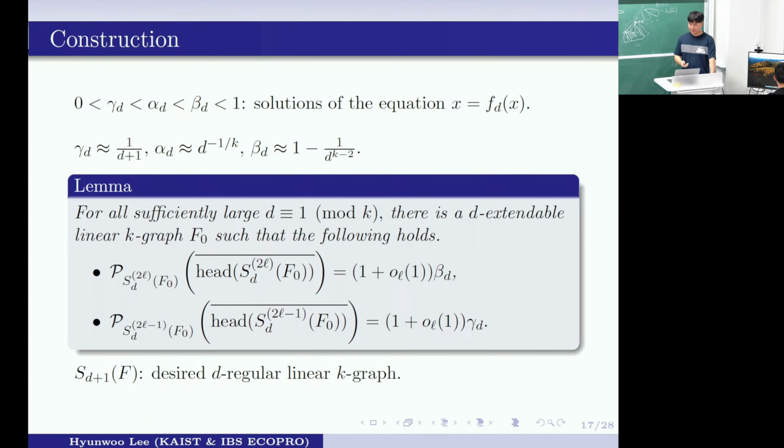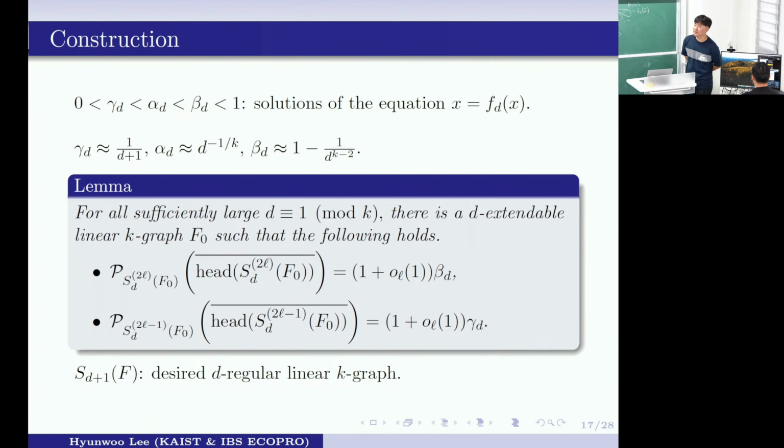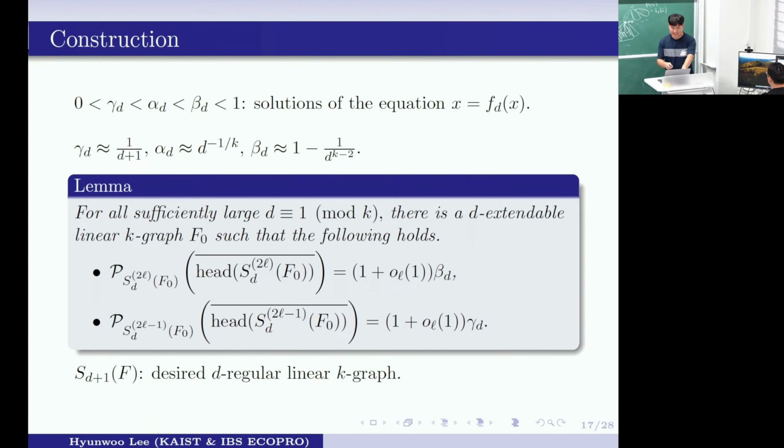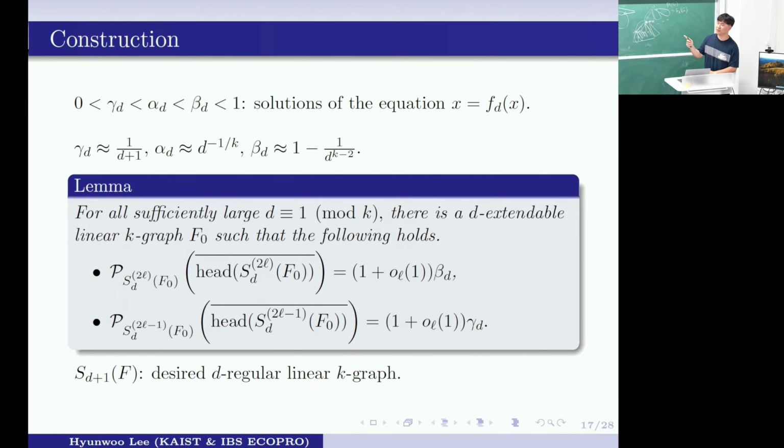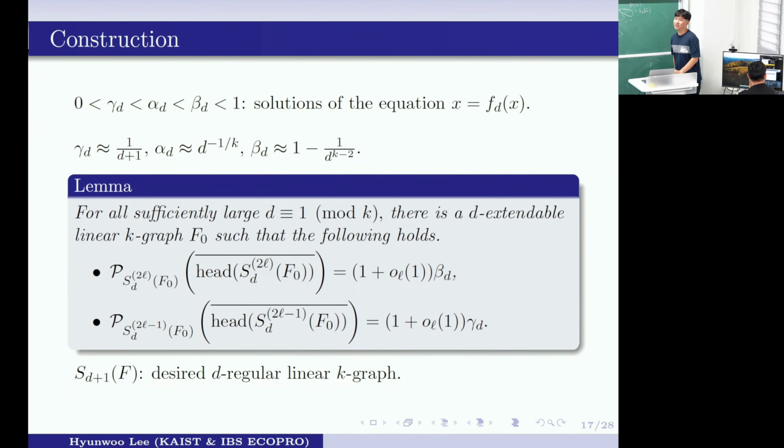So we can prove that. What if D is like a power? You mean D to the minus 1 over K is irrational? Yeah, sometimes it could be irrational. But this alpha D is not exactly D to the minus 1 over K. It is just a solution of some equation, one of the solutions of the equation, and it cannot be rational when d is an integer. Okay.